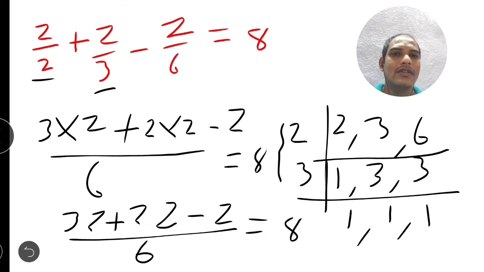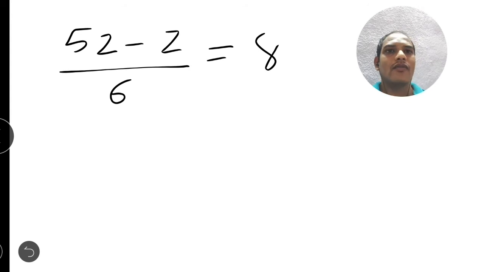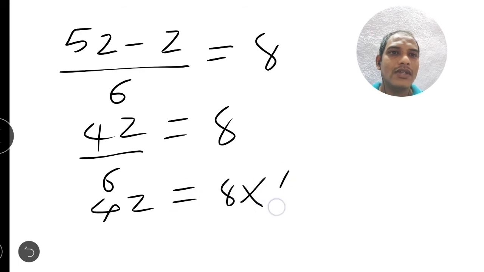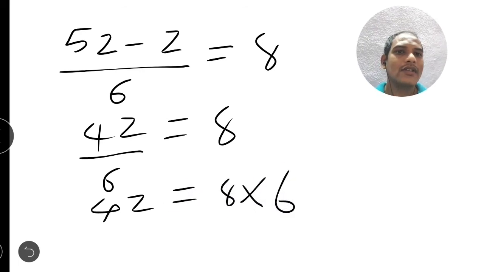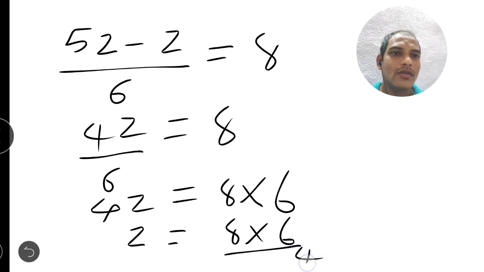to 8. Now 3z plus 2z is 5z minus z divided by 6 equals to 8. 5z minus z is 4z divided by 6 equals to 8. So now 4z is equals to 8 into 6 because 6 is dividing. So transpose to RHS side. Then z equals to 8 into 6 by 4.